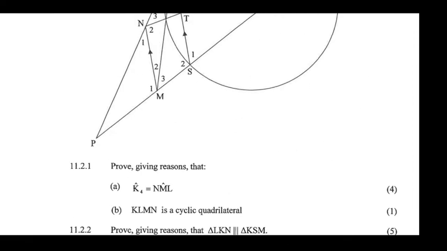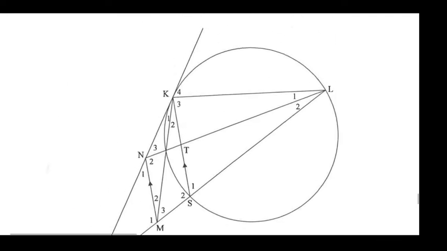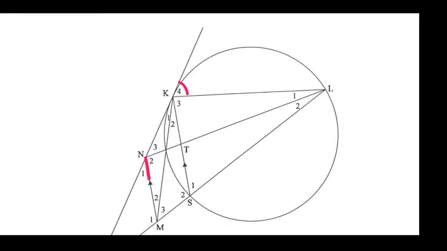The first part of the question says that we must prove with reasons that angle K4 is equal to NML. So this is K4, and this is NML. We are told that it's equal to this angle here. Sorry for not drawing a straight line. K4 is equal to that angle. How can we prove that? We are told that these lines are parallel. Just so you know, this is parallel to this one here.